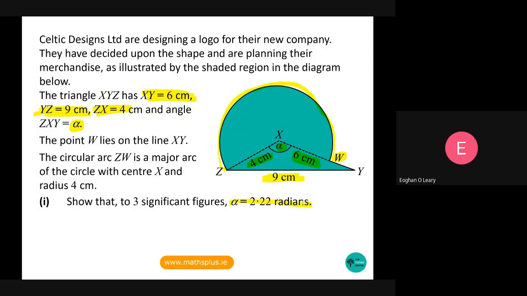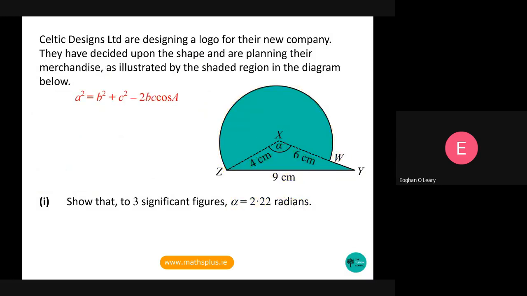So the very first thing you should do is change your calculator into radian mode once you've got to this part of the question. Okay, you take a breath at this stage and you say to yourself, okay, how am I going to do this? Well, you look at your triangle, you see that you have three sides and you're looking for an angle alpha. So because we have three sides and we're looking for an angle, we're going to use the cosine rule.